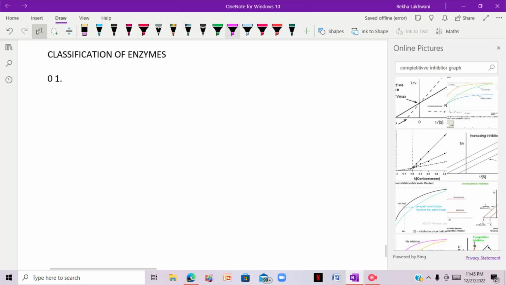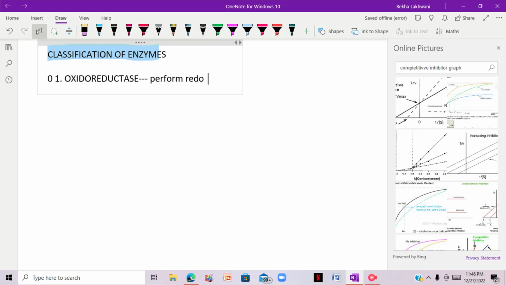So today we will look at the classification of enzymes. Right. So we have this one enzyme, oxidase. What is this enzyme now? Basically, this enzyme performs redox reaction. Redox reaction. For that, you must know the concept of oxidation and reduction.